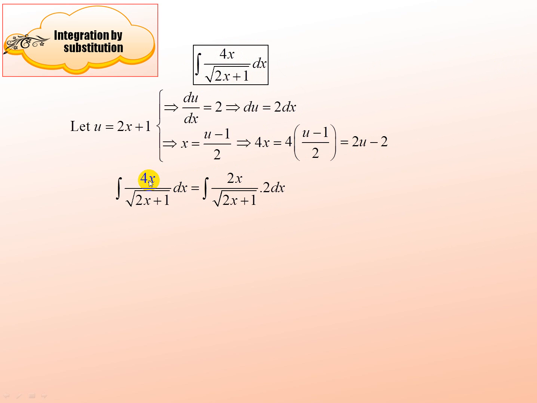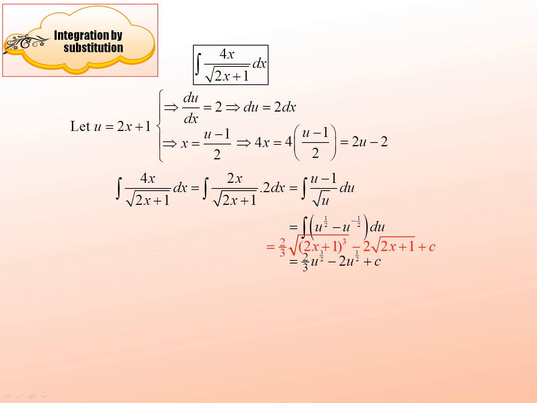Instead of the half in front, I've separated it out. I've said, well, 2dx, 2 times 2 is 4x, so that's fine. Now be careful of your substitution here though, because I have 4x equals 2u minus 2. Now that's 2x. So I need to put half of that on top. So there is half of 2u minus 2, u minus 1, square root of u. Separate, integrate, substitute back.